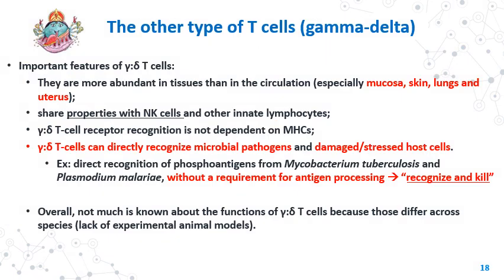So here, the other type of T cell, right? So this is the gamma delta. Where do they go? They go to the mucosa, they go to the skin, lungs, and uterus. That's where they hang around, right? What do they do? Well, they're going to behave like natural killer cells. So they're mainly part of your innate immune system, okay?